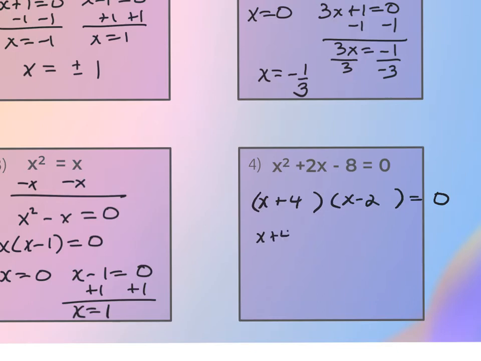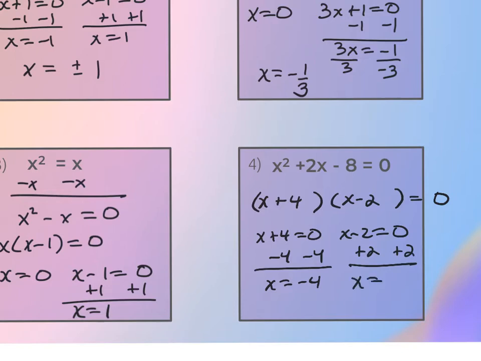Again, take each one of your factors, set it equal to 0, subtract 4, x equals negative 4, add 2, x equals 2. So it has two solutions, negative 4 and positive 2.